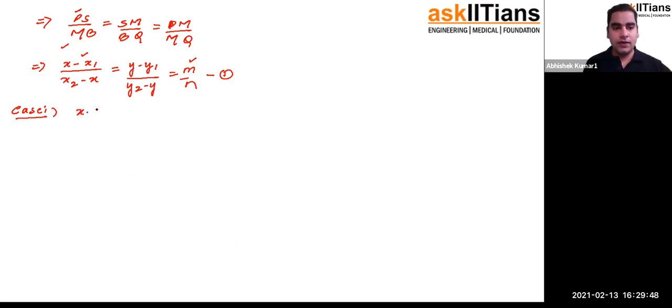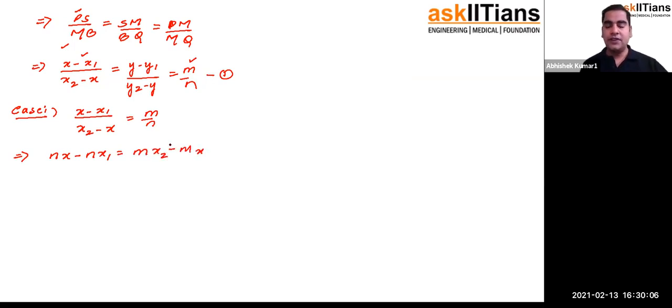So I'm going to equate the first and the third ratio. You will have x minus x1 upon x2 minus x, that will be equals to m over n. And if you solve it further, you do the cross multiplication, you will get nx minus nx1 is equal to mx2 minus mx.